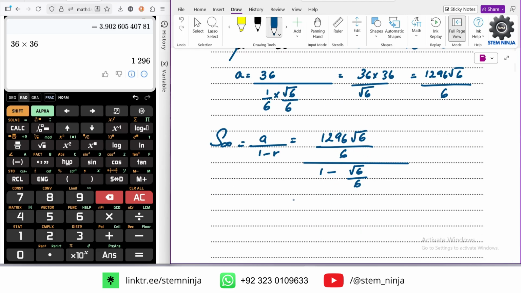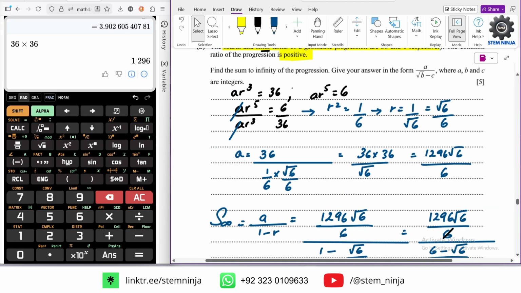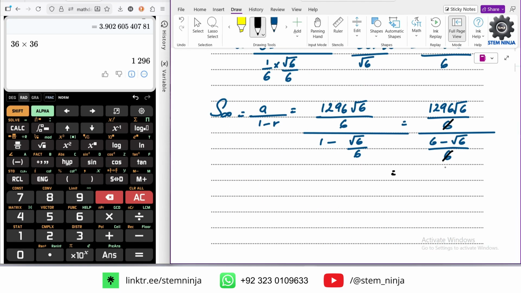Okay, let's simplify. So this becomes 1296 root 6 over 6, divided by 6 minus root 6 over 6. These two will cancel out. You are left with 1296 root 6 over 6 minus root 6.